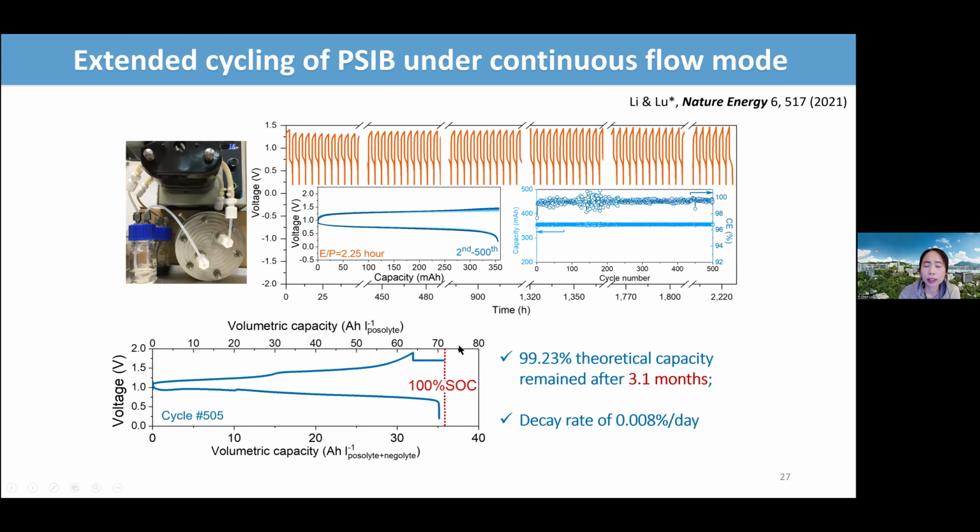And then after that, we did a check and realized that they still have more than 99% capacity left after 3 months. So this is really the first time that we can see stably utilizing polysulfide in the flow battery.